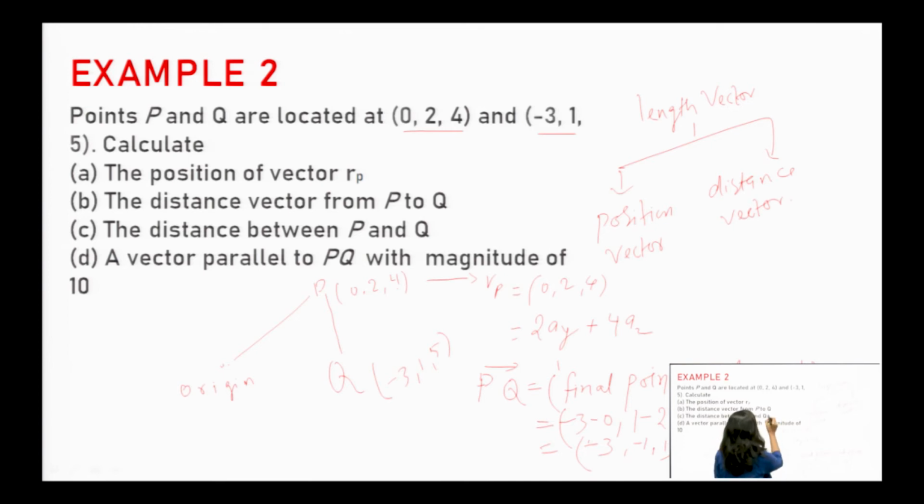So, PQ will be represented as minus 3 ax, it means that in vector PQ there is intercept minus 3 on ax, and minus ay plus az.